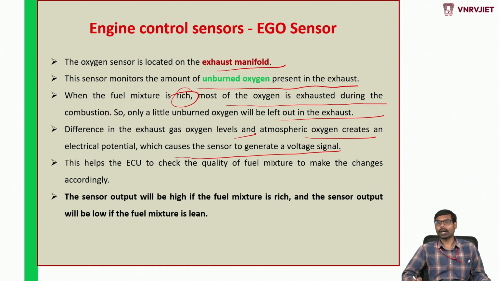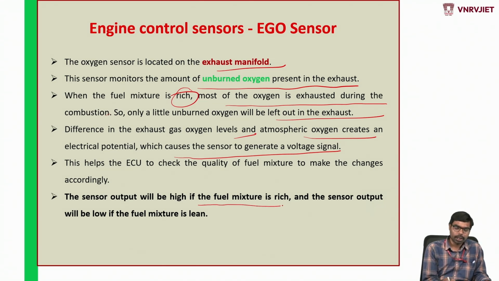If there is no oxygen present inside the exhaust, then it can understand that it is a stoichiometric air-fuel ratio. That's what we intended actually. Always it should be near the stoichiometric air-fuel ratio. That means we can always ensure that zero oxygen is present inside the exhaust. Clear? So the sensor output will be very high if the fuel mixture is rich, and the sensor output is low when the mixture is lean. That's the point you need to understand here.